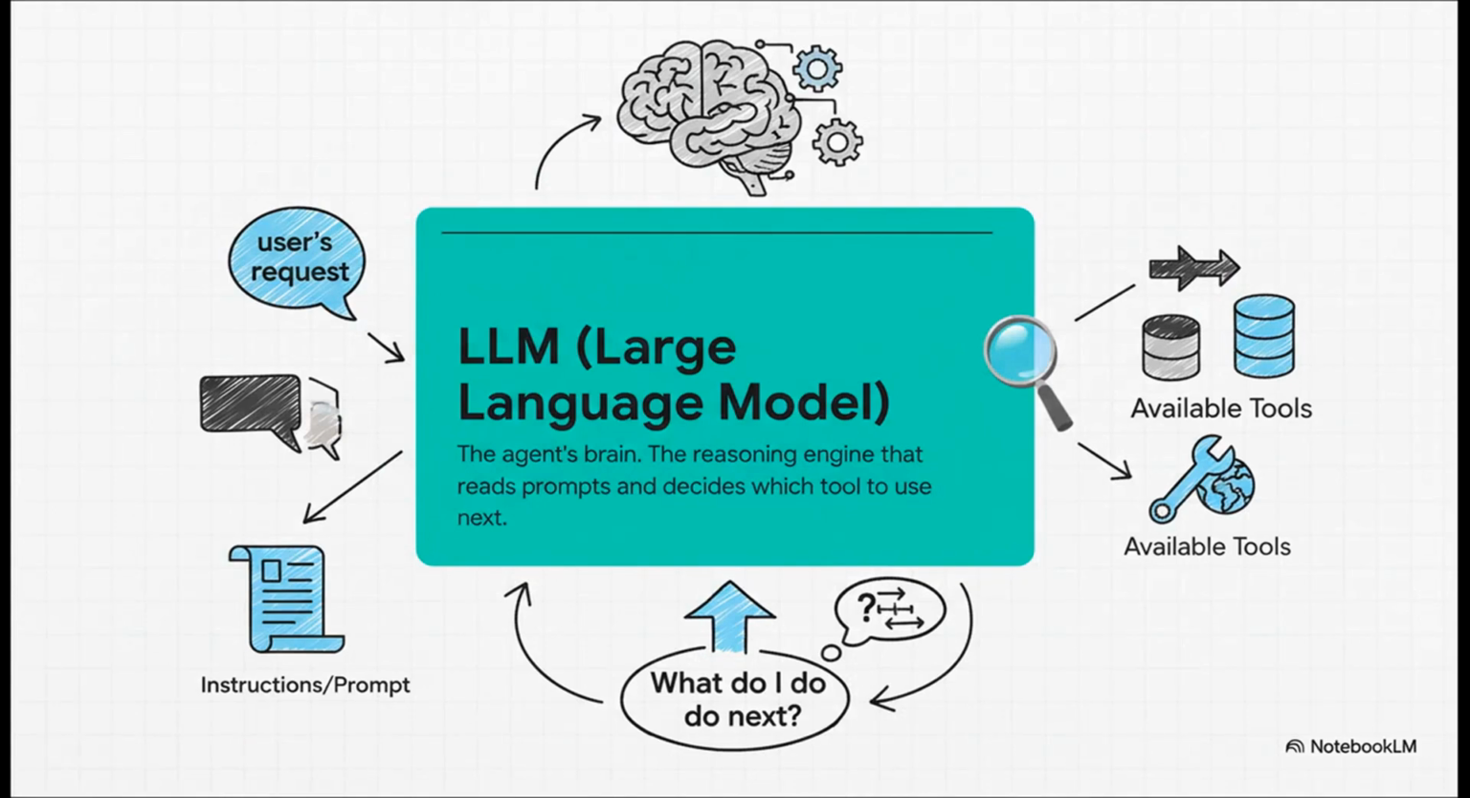And the final piece of the puzzle, the LLM, the large language model. This is the brain of the whole operation. It's the reasoning engine that looks at the user's request, reads our instructions from the prompt, checks out the available tools, and makes that crucial decision. Okay, what do I do next?